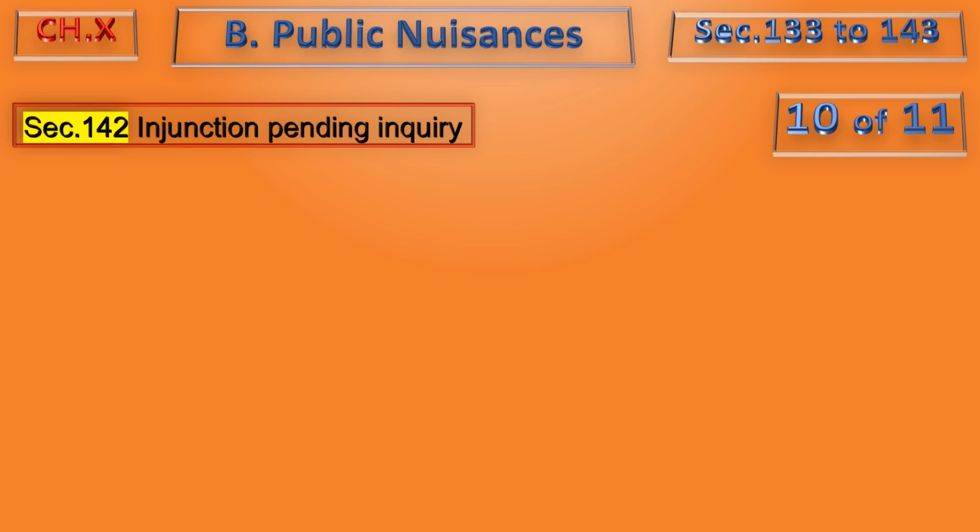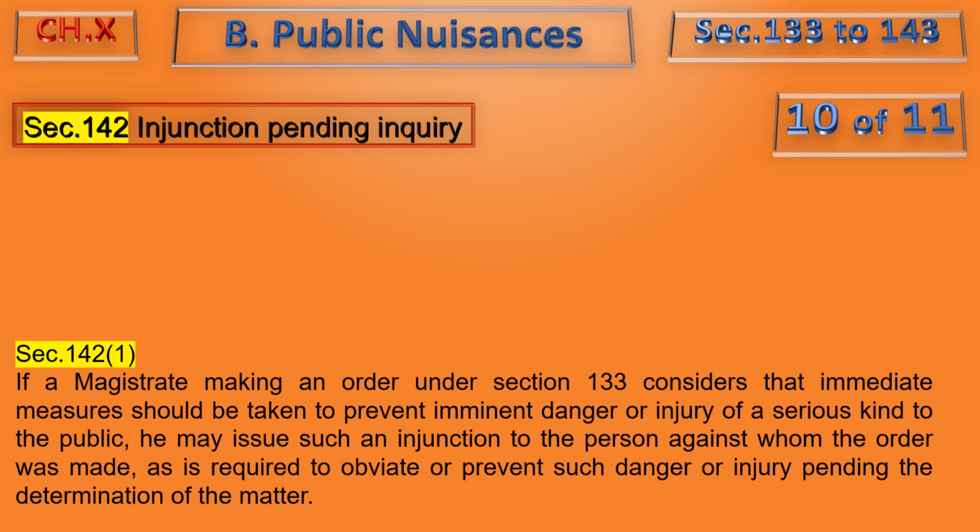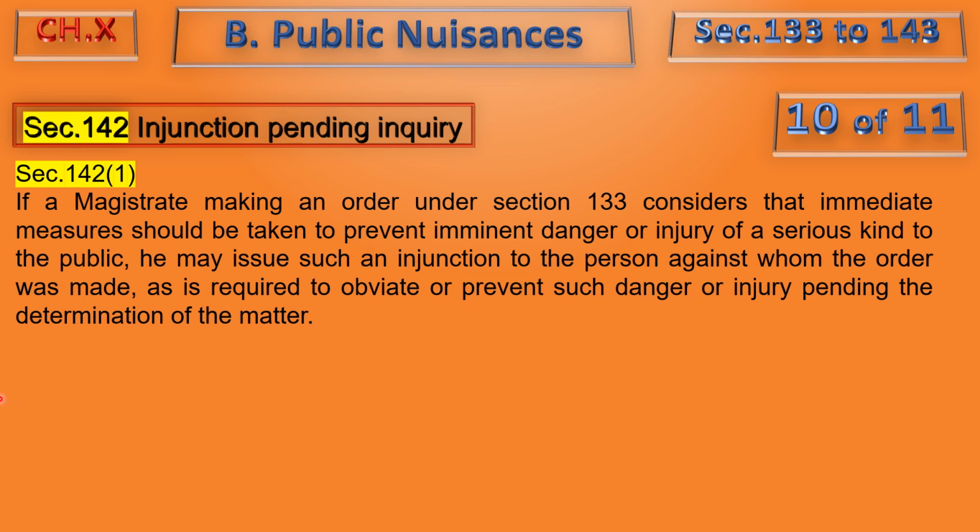The 10th point of public nuisances is injunction pending inquiry, as per the provision of section 142. Subsection 1 of section 142 says, if a magistrate making an inquiry under section 133 considers that immediate measures should be taken to prevent imminent danger or injury of a serious kind to the public, he may issue such an injunction to the person against whom the order was made as is required to obviate or prevent such danger or injury pending the determination of the matter.